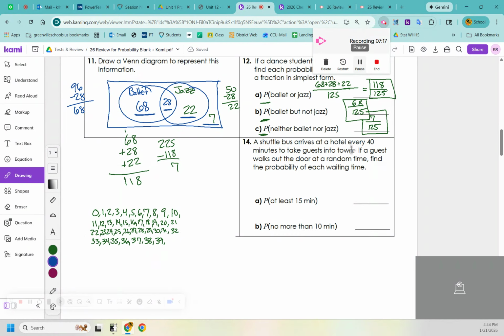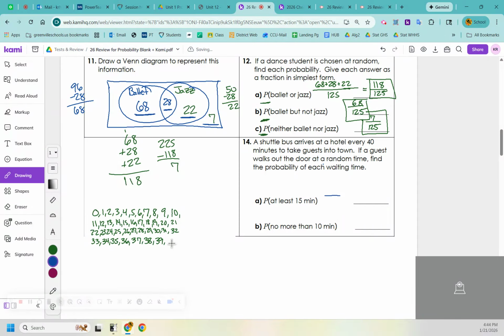Okay. A shuttle bus arrives at the hotel every 40 minutes to take a guest into town. If a guest walks out the door at random, find the probability of each wait time. So if you walk out the door, first off, out of how many numbers? What is our bottom number? If you walk out the door and the bus just arrives, you have a 0-minute wait time. So that's one of my numbers. Then 1, 2, 3, 4, 5, 6, all the way. This is how long you're waiting.